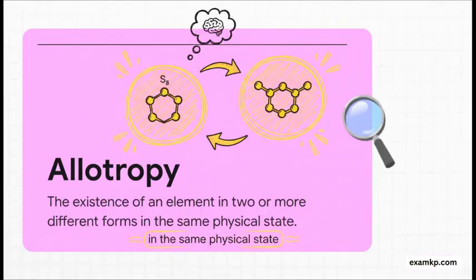Here is the textbook definition you have to know word for word. It is the existence of an element in two or more different forms in the same physical state. You see that last part? In the same physical state. That is the golden phrase. So many students forget it and lose marks. Don't let that be you. Write it down, highlight it, memorize it. It's crucial.